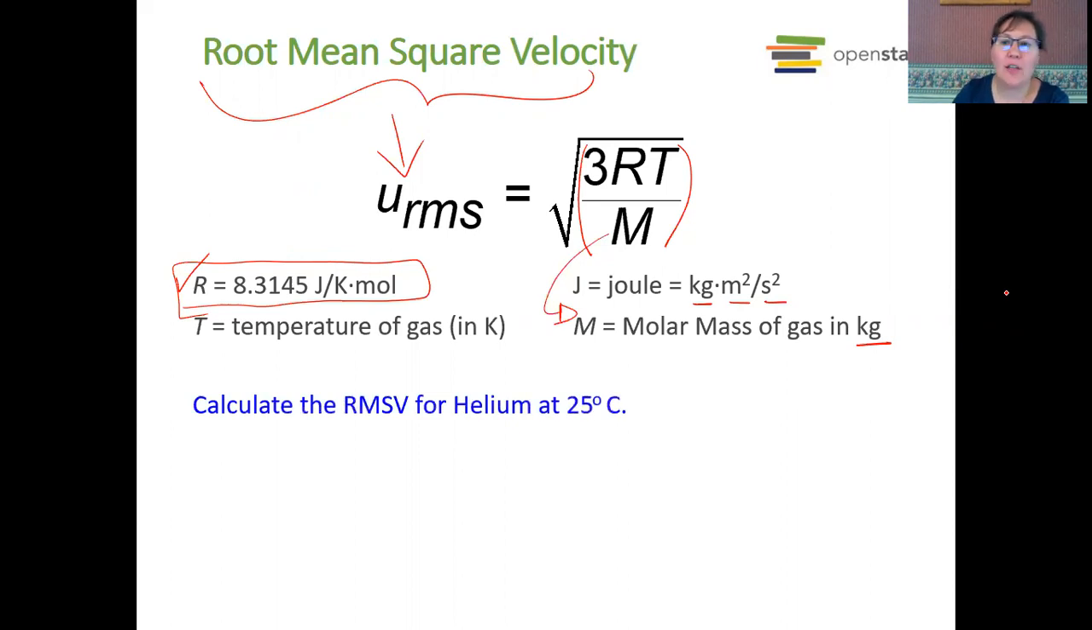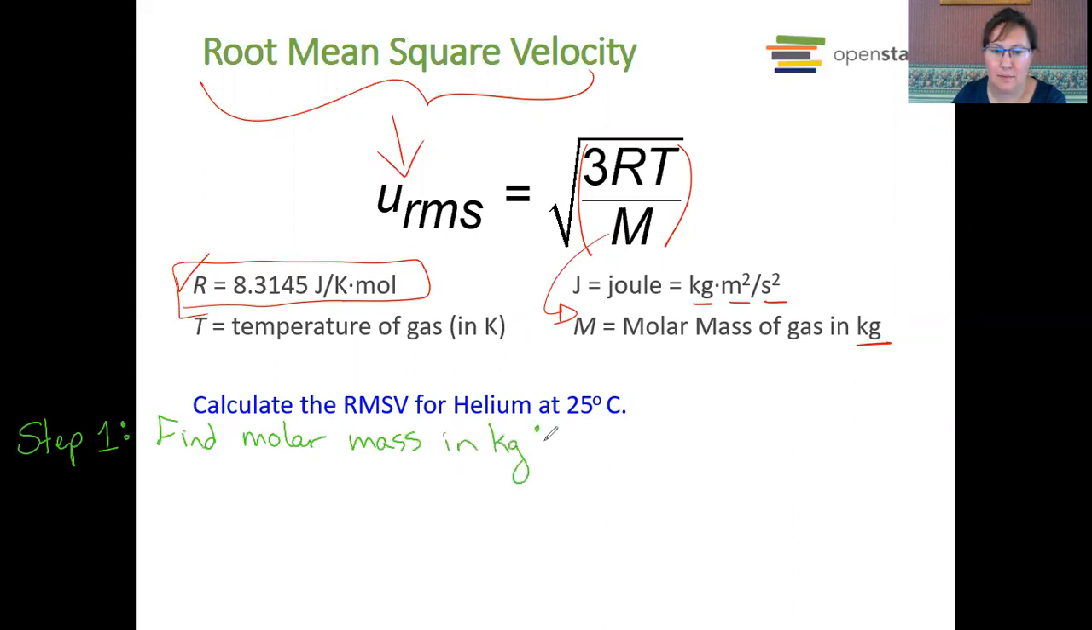Okay, so our assignment here is to calculate the root mean square velocity for helium at 25 degrees Celsius. We have everything. The only thing that changes in these equations is helium. So our step 1 is to find the molar mass for our gas in kilograms.